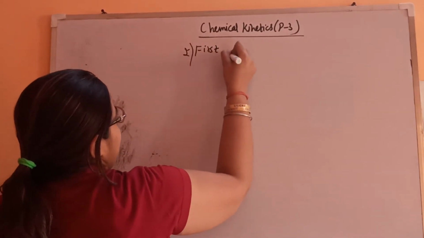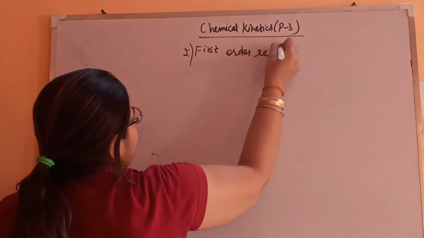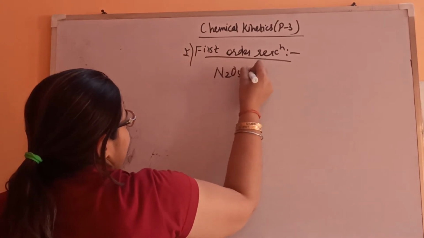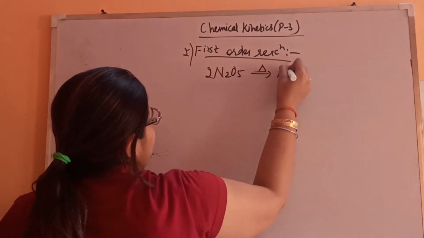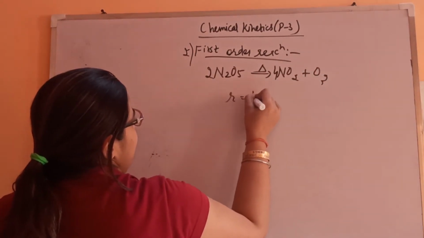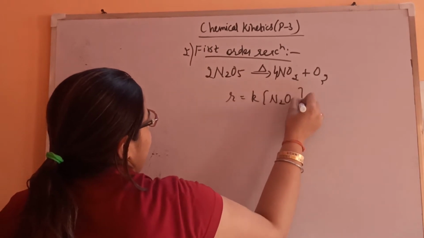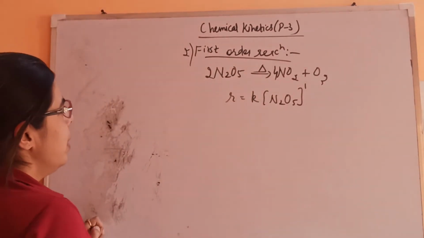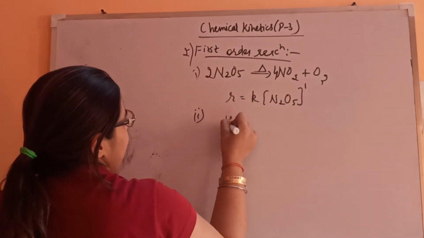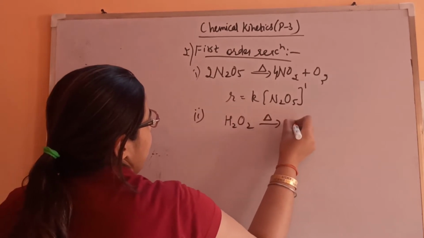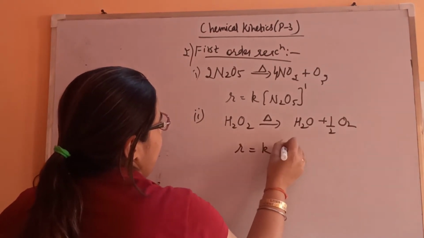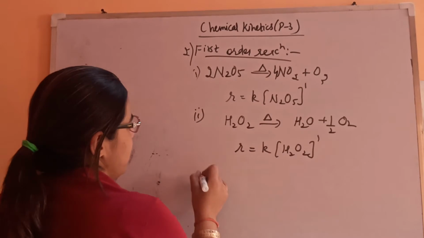First order reaction. Here, generally, decomposition reactions will come. For example, the decomposition of N2O5 gives you NO2 plus O2. Here the reaction is found to be of first order. Then the next example, the decomposition of hydrogen peroxide, H2O2 gives H2O plus half O2. Here the rate is K [H2O2] to the power one.